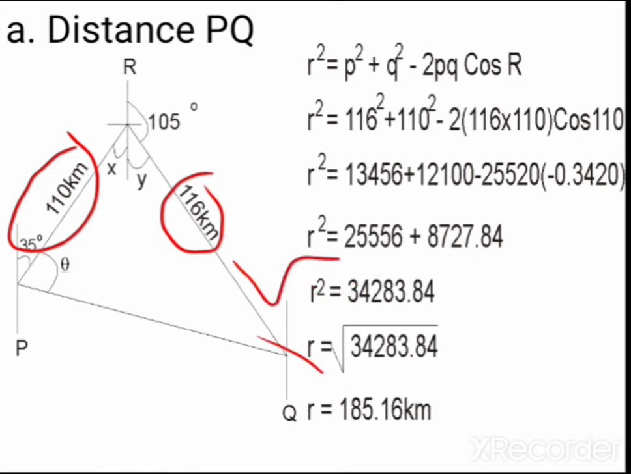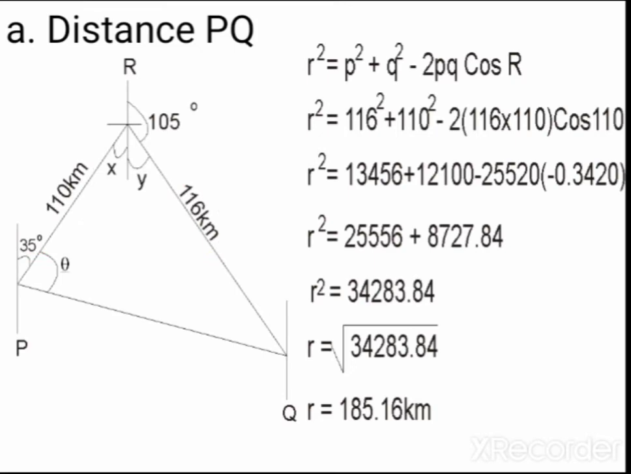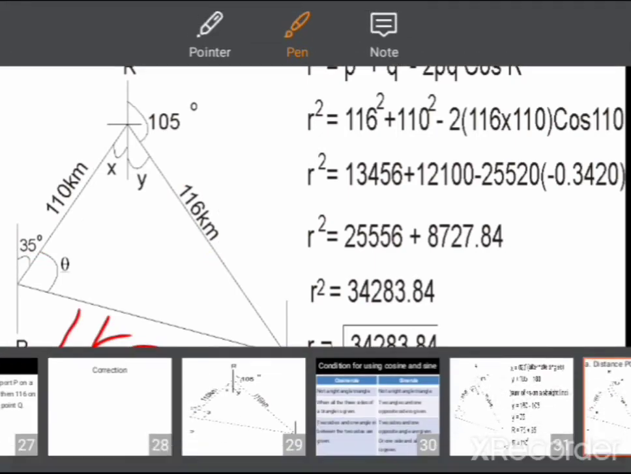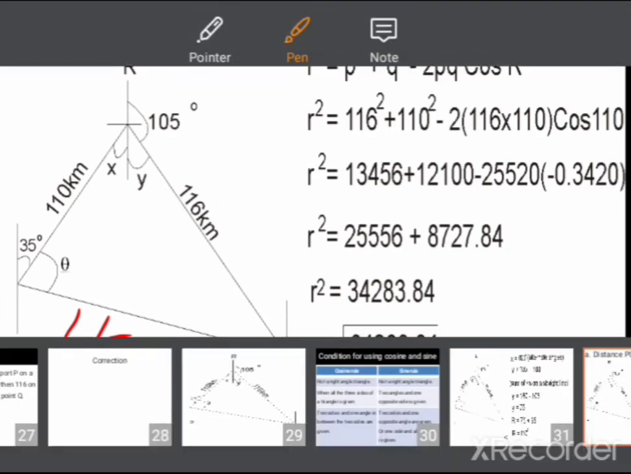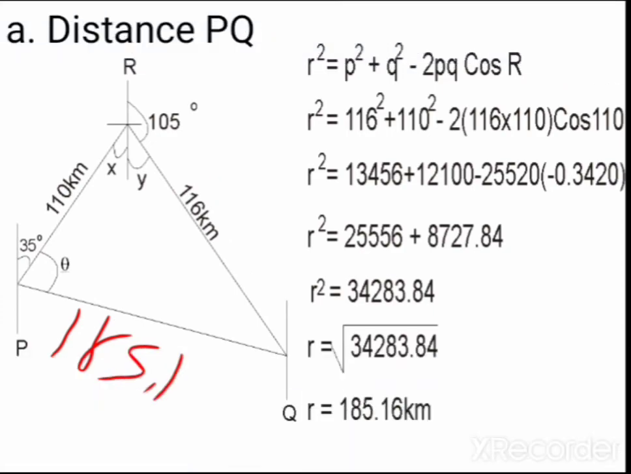R, which is this. Then we take the square root of this figure. When we take the square root of that figure, what we have, R will now be 185.16 kilometers. So this line PQ, which is the distance of P to Q, is 185.16 kilometers. So we have gotten the three sides.